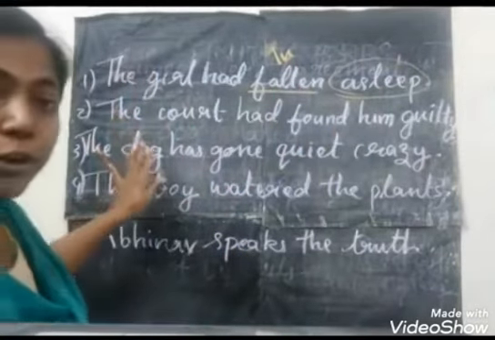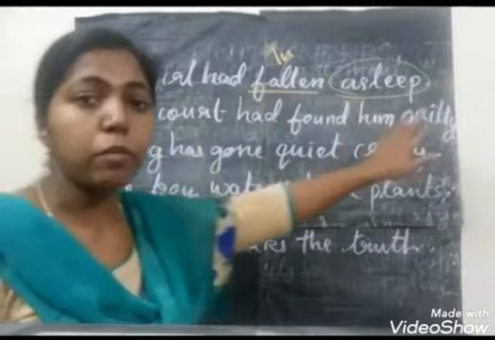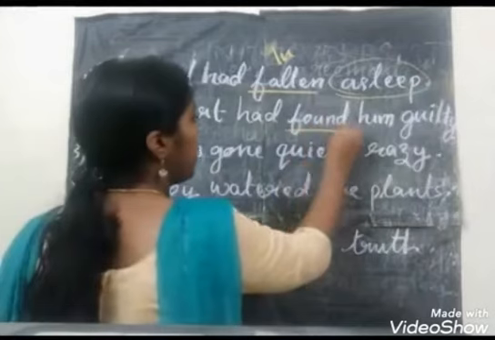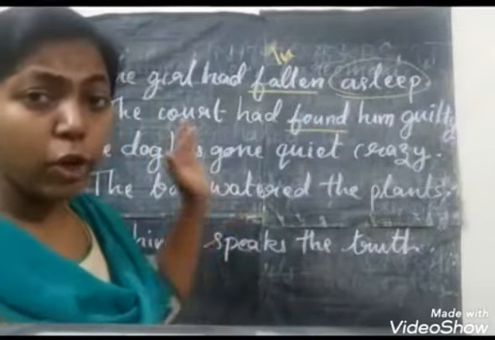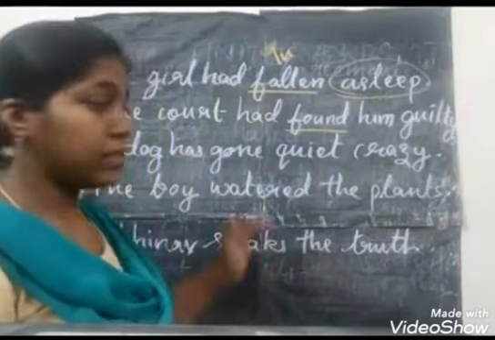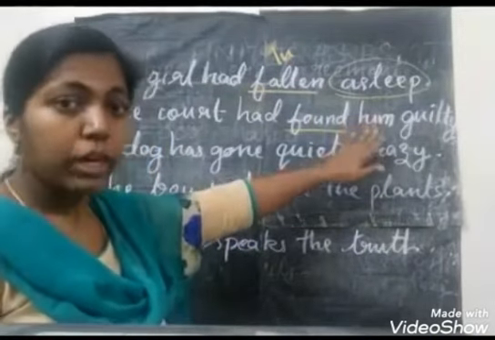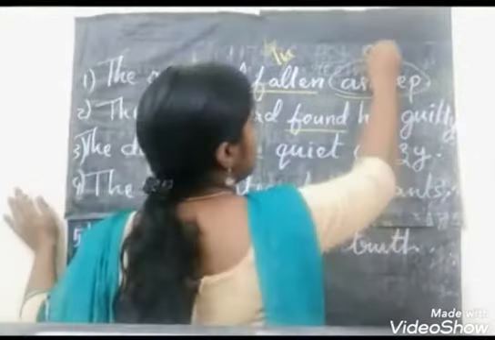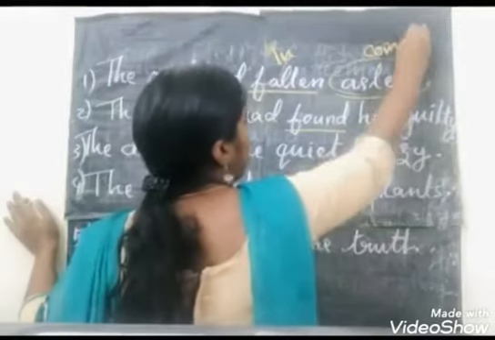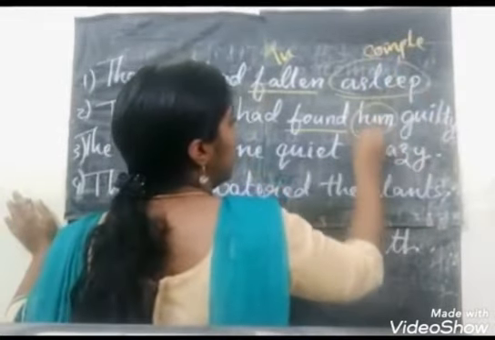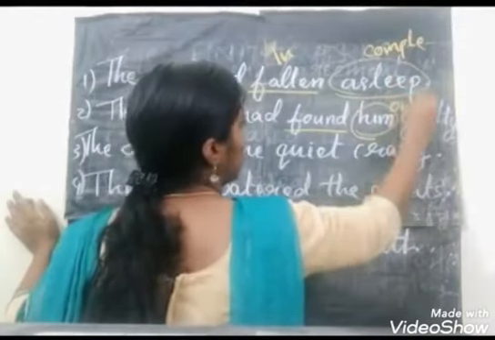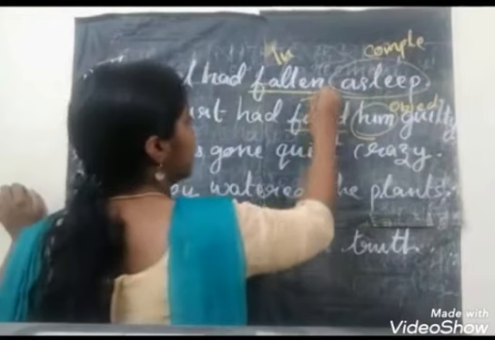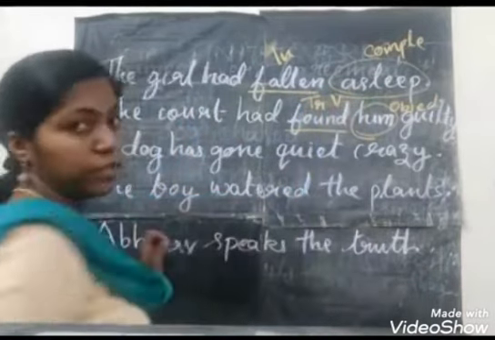Now the second one: The court had found him guilty. Which is the verb here? Found is the verb. Is there any object given in the sentence? Him, isn't it? Found whom? Him. So him is the object in this sentence. Guilty is the complement and him is the object. If there is an object, this verb will become what? A transitive verb.